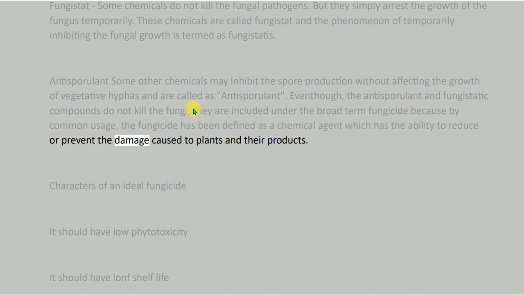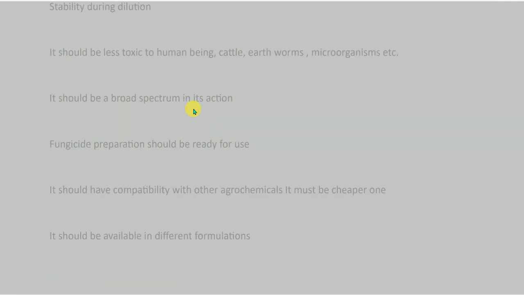Characters of an ideal fungicide: it should have low phytotoxicity, it should have long shelf life and stability during dilution, it should be less toxic to human beings, cattle, earthworms, microorganisms, etc. It should be broad spectrum in its action. Fungicide preparation should be ready for use. It should have compatibility with other agrochemicals. It must be cheaper. It should be available in different formulations. It should be easily transportable.